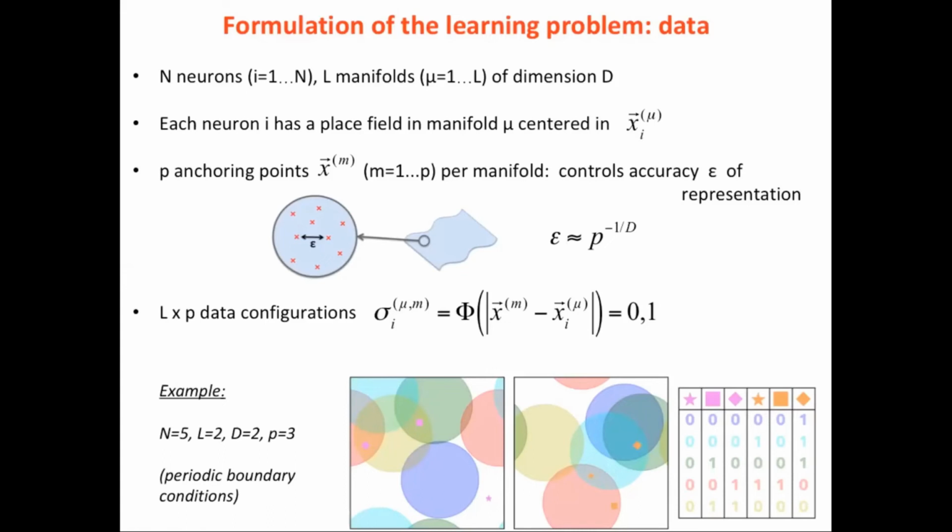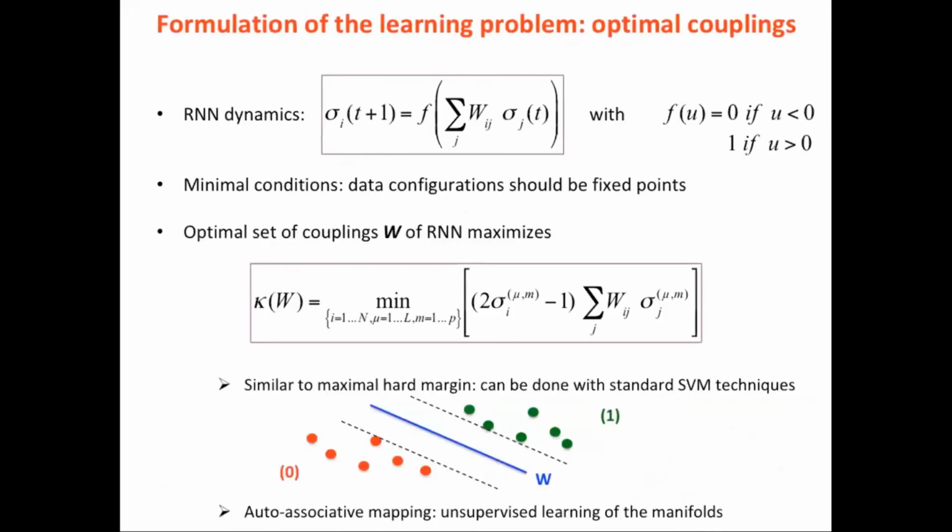And what I would like to do is to build a network which is able to store this activity configuration. Each anchoring point defines an activity configuration which should be a fixed point of the dynamics, or a discrete attractor of the dynamics.